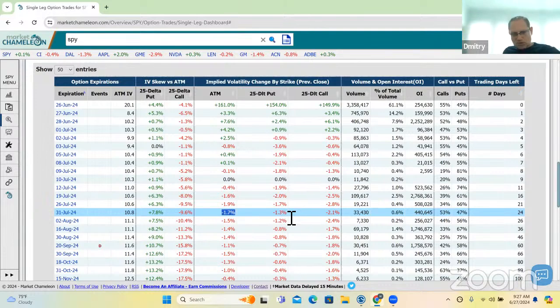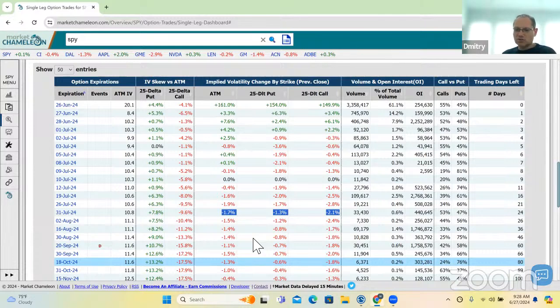So it's finding today's 25 delta put and saying, what was the implied volatility yesterday at this same strike versus today? It's finding the 25 delta call and saying, using that strike, what is the implied volatility today versus yesterday? And it's also doing that for the at the money. So here we could see that if we went from the at the money strike to the 25 delta put and 25 delta call, the entire line shifted lower.